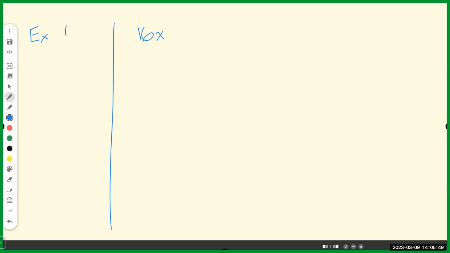16x squared minus 81. How? Wait, what are we doing? I'm trying to go backwards. Backwards. This whole unit is based on factoring, right? How do I go backwards? I don't know how you go backwards.